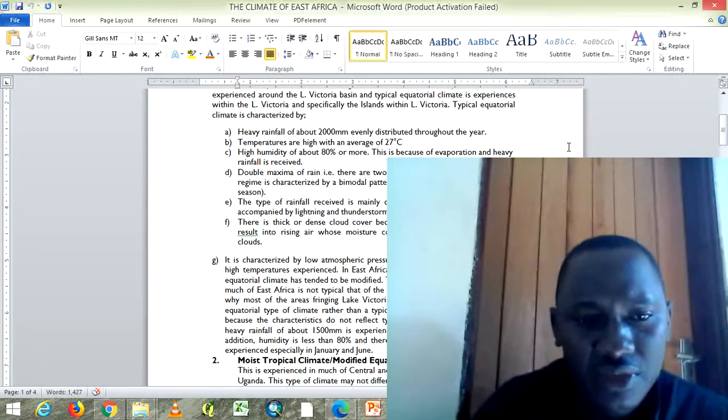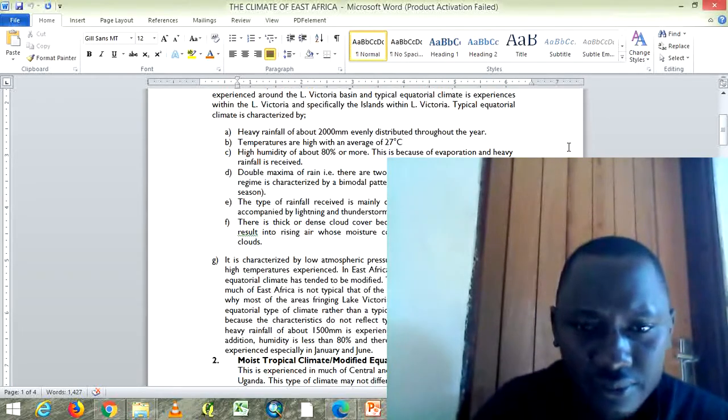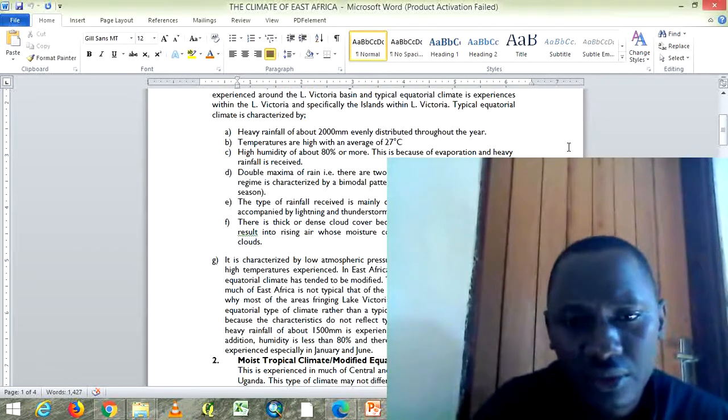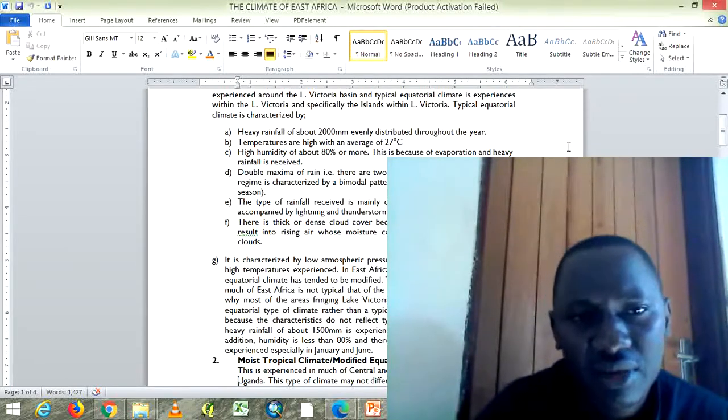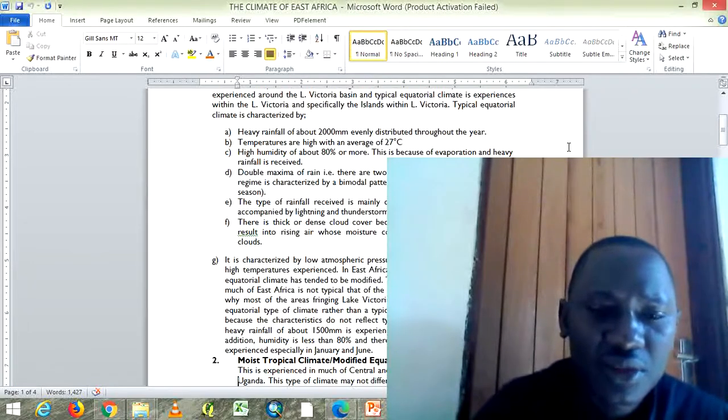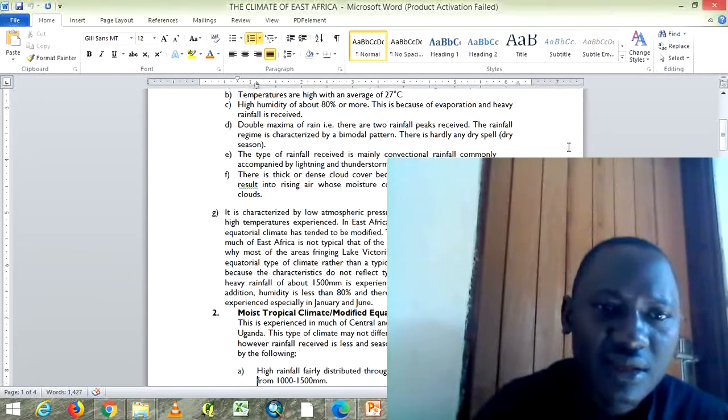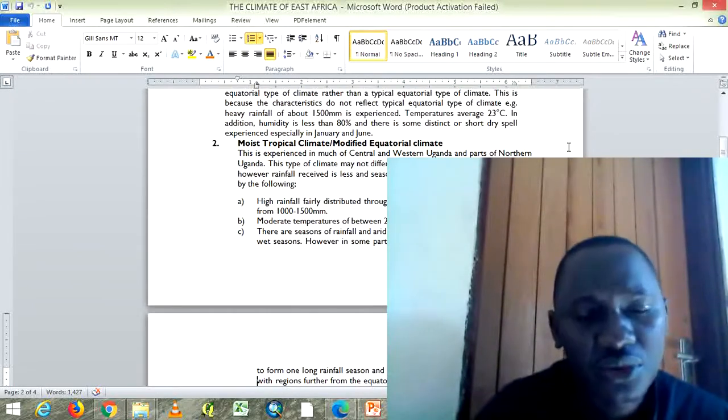So in addition, humidity, temperatures, and in terms of rainfall, we already said that it's 2,000 millimeters and above per annum. But I must also mention that this is what we would refer to as the true equatorial climate.